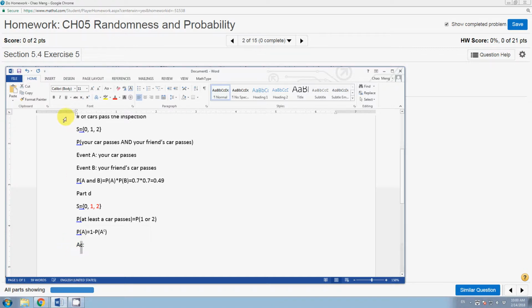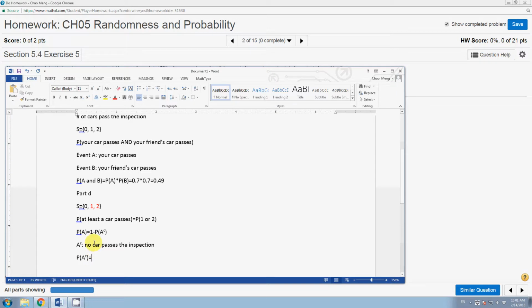So what does it mean for A not to occur? If A does not occur, that means no car passes the inspection. So if we can calculate the probability of A not occurring, then we use 1 minus this probability. We still have this probability of A. So let's look at this probability of A complement, or A not occurring.